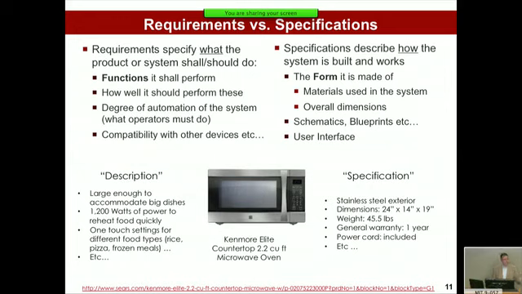That's essentially requirements. Very user-centric. Did you see that? And then when you look under specification, it says the following things: stainless steel exterior, right? Again, you don't want it to rust. The dimensions, the weight. There's a general warranty for 1 year. The power cord is included. You see, it's very different. Those are things that describe how it's made, the form of it, and so forth. So make sure you keep those separate.